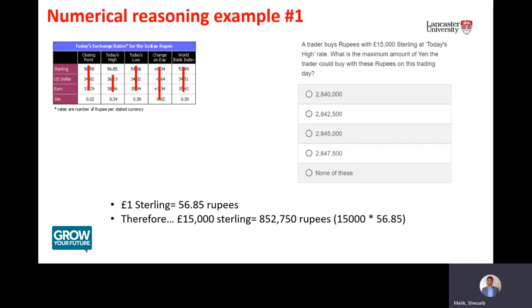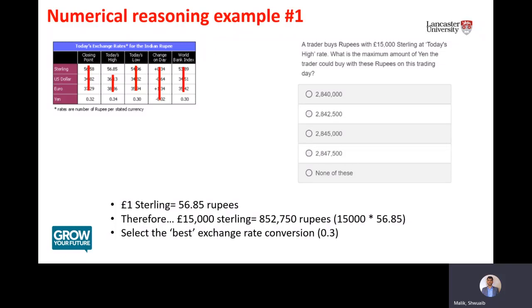Now we can move on to the second part, which is asking us what's the maximum amount of yen we could buy with this amount of rupees, i.e. the 852,750 rupees. You'll see in the bottom row there's several currency and exchange rate options available to us. We have the closing point, 0.32, today's high of 0.34, and then today's low and World Bank Index are both 0.30. So we need to select the best exchange rate conversion, and by that I mean the exchange rate conversion that will allow us to purchase the maximum amount of yen using the 852,750 rupees we have. And mathematically this must be the lowest number.